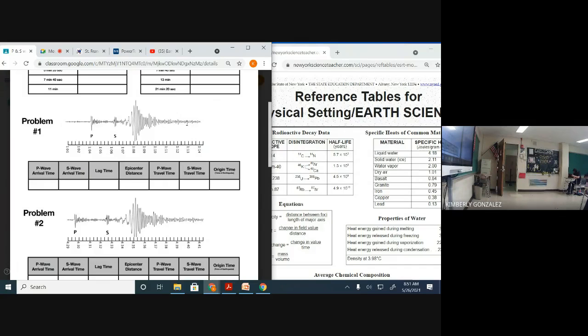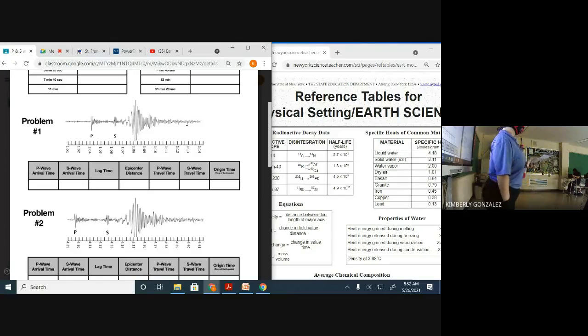Okay, so problem number one, what should the P wave arrival time be? 104. Right, so it should be 104. What should the S wave arrival time be? 106.20. Good, right? We did those two together. So then what's the lag time?